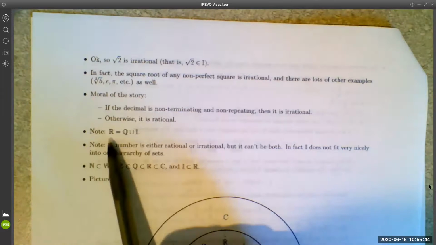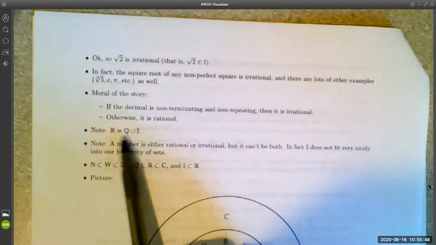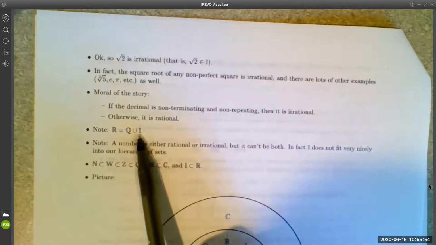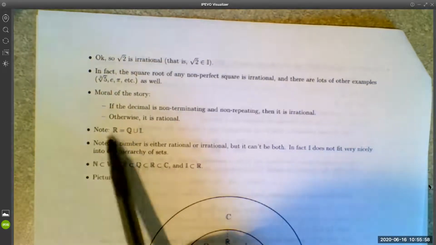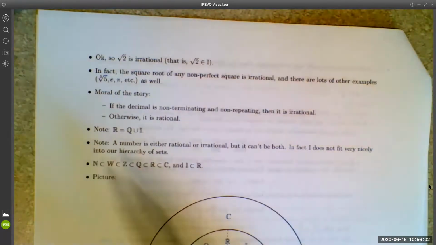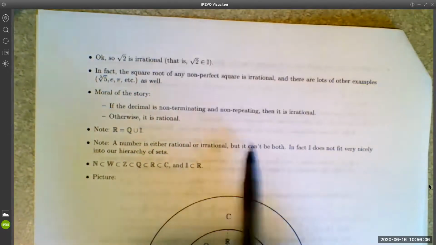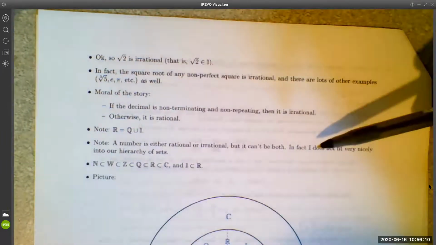A couple things to point out actually. Another way to express the real numbers is that it's the set of all of the rational numbers plus the set of all of the irrational numbers. If you take the union of the rationals and the irrationals, then you get all of the reals. Another thing to note is that a number is either rational or irrational. It can't be both. That may seem kind of obvious, but it's worth pointing out.